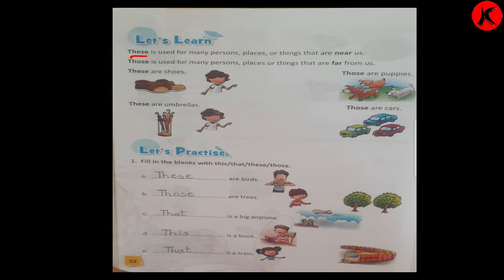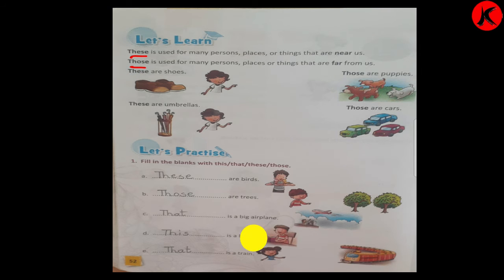These. These is used for many persons, places or things that are near us. These हम कभी यूज़ करते हैं persons, places और things जो अपने करीब में है, जो हमारे करीब में होते हैं, हम these यूज़ करते हैं. और these कभी यूज़ होता है more than one.